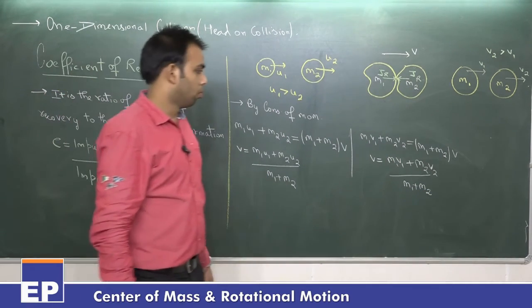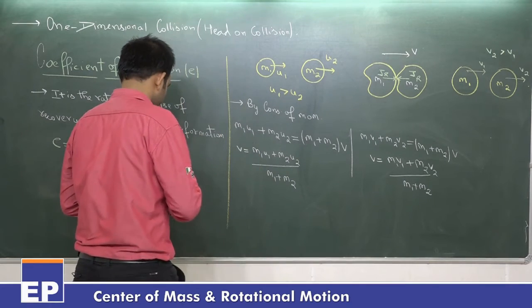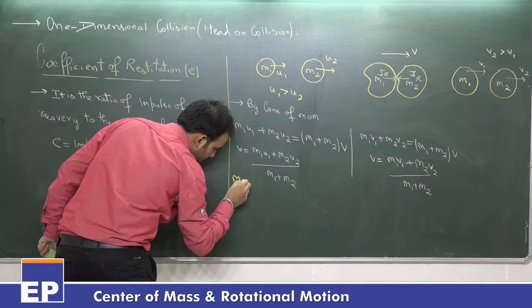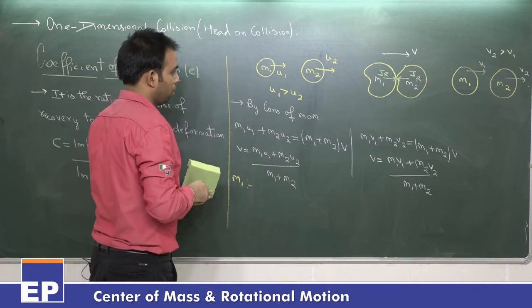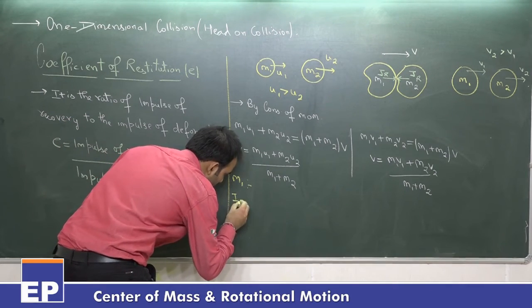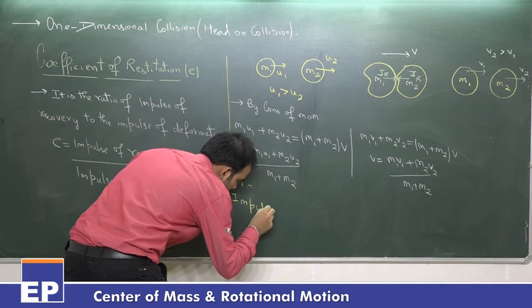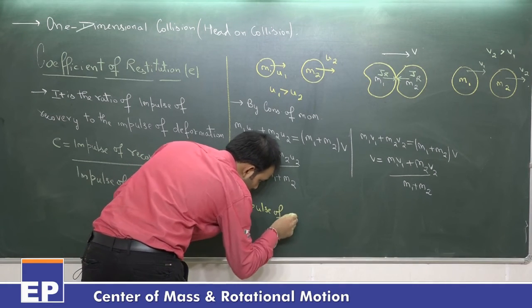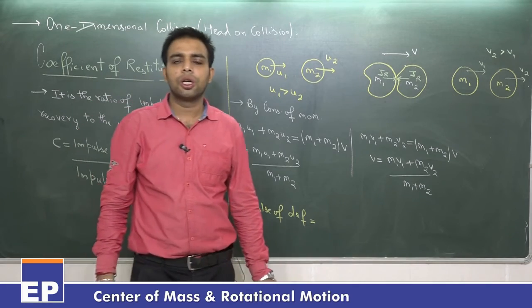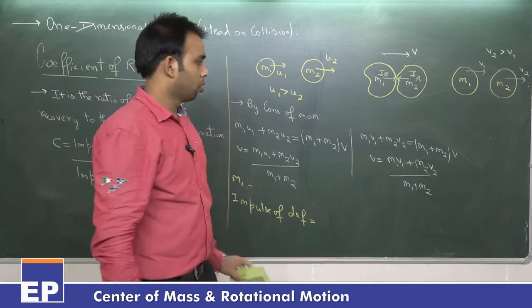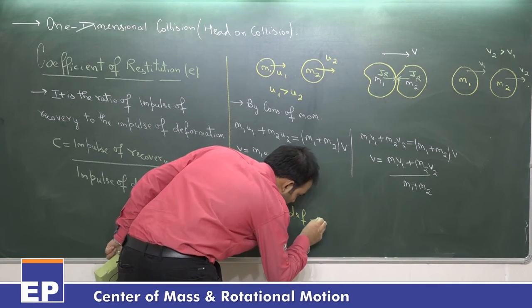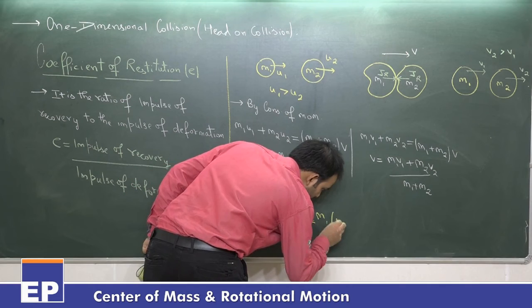सही है? Now, if we want to calculate impulse of deformation for m1, अगर मैं m1 के लिए निकाल रहा हूँ impulse of deformation, देखो क्या होता है, impulse होता है that is change in momentum. So what is the impulse of deformation? It is moving with v and it is moving with u1, that is m1 into v minus u1.